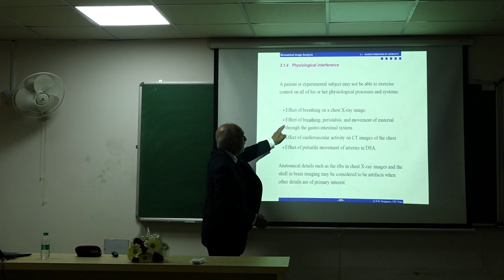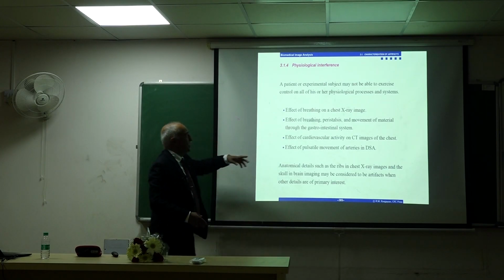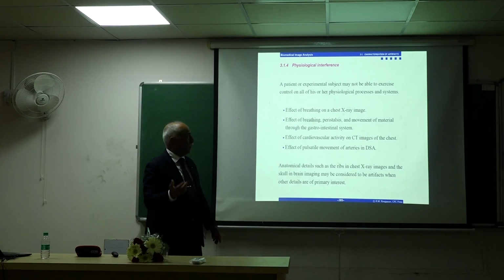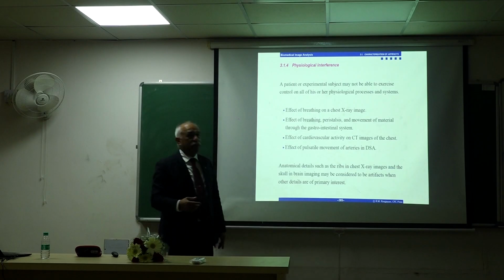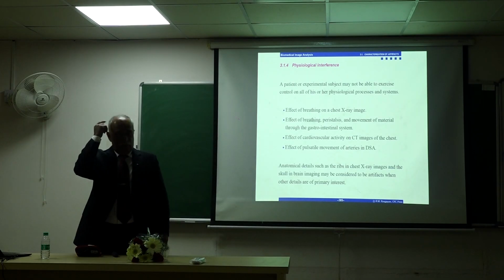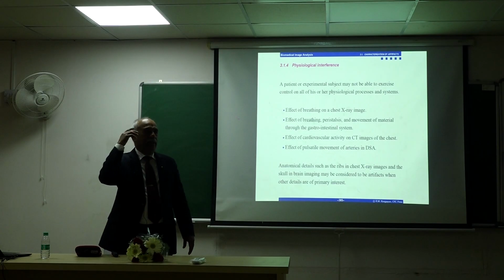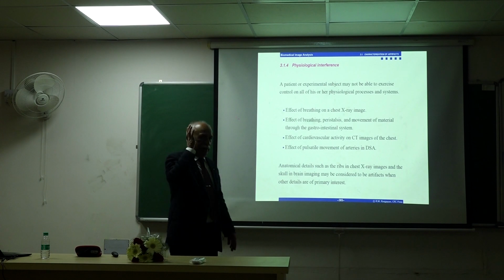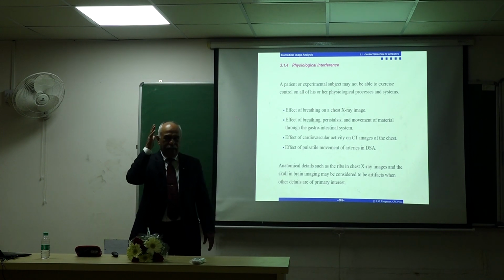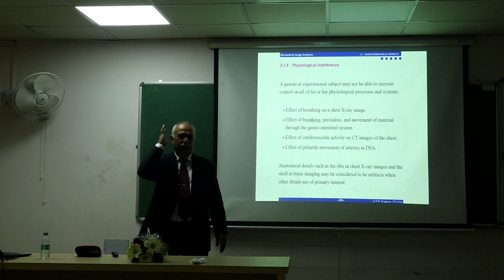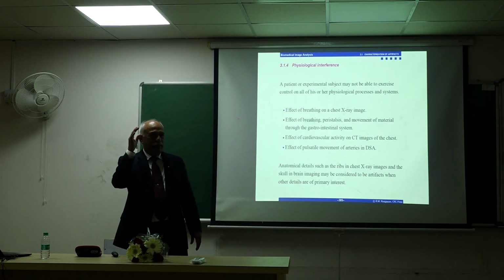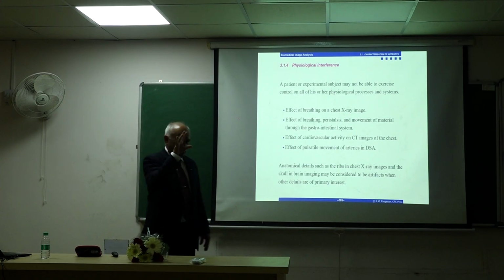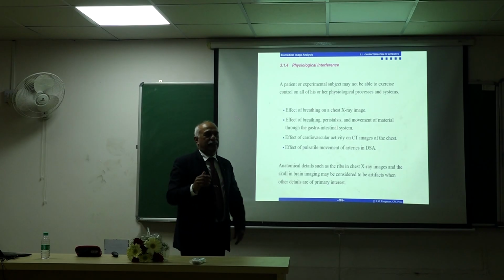Effect of breathing, peristalsis, movement of material through the gastrointestinal system, effect of cardiovascular activity on various types of images, CT, MR, effect of pulsatile movement of arteries in digital subtraction angiography. When you want to take an image of the blood vessels in the brain, then with the digital subtraction angiography, you take, I'll show you that later on, a reference image and then the live image and subtract. But then the blood vessels will be moving due to pulsatile movement of the blood, and that causes artifacts.